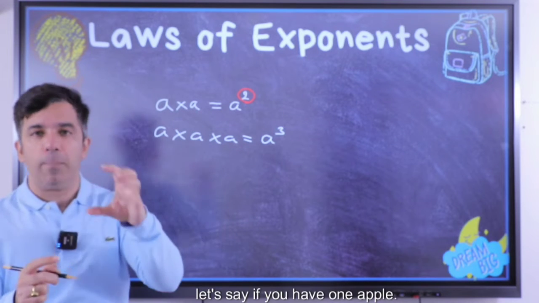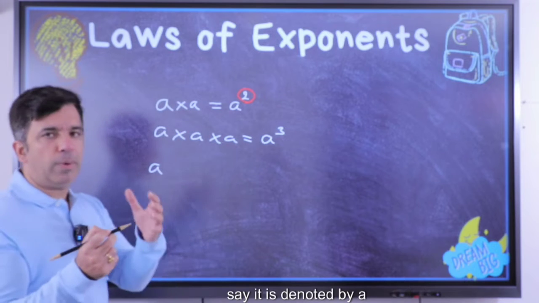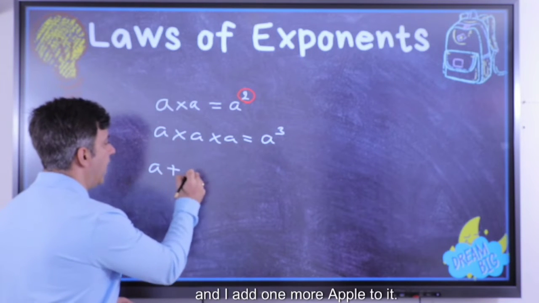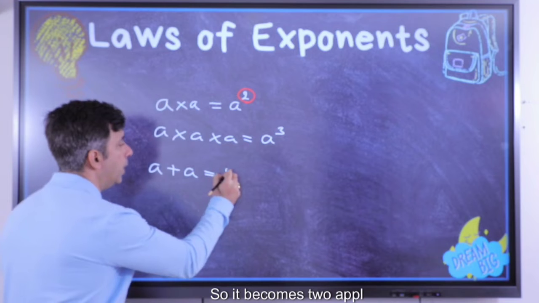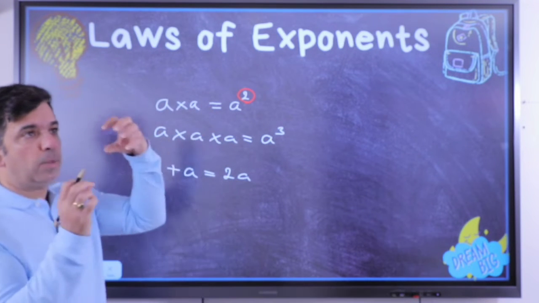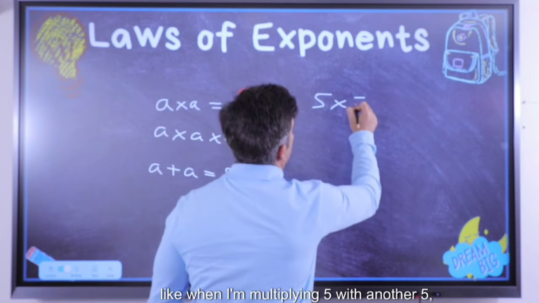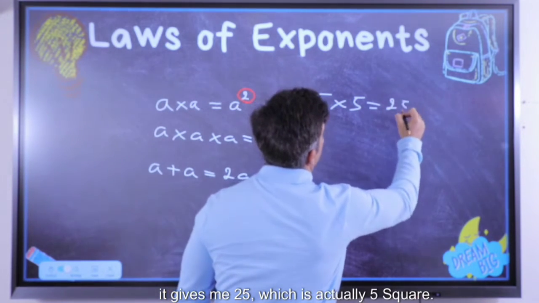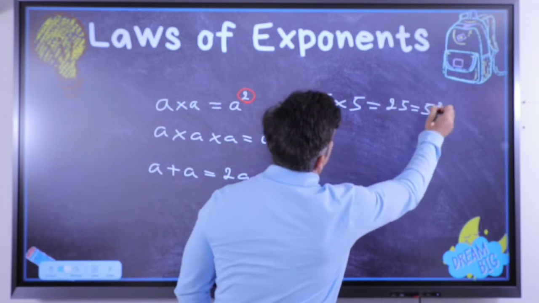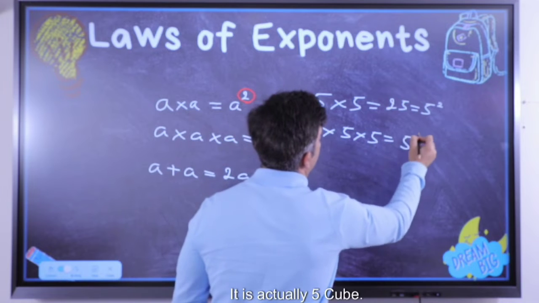Let's say you have one apple, which is denoted by a, and I add one more apple to it, so it becomes 2 apples. This is different than this. When I'm multiplying one a with another a, it is the same as when I'm multiplying 5 with another 5. It gives me 25, which is actually 5 square. Or if I do 5 multiplied with 5 multiplied with 5, it is actually 5 cube.